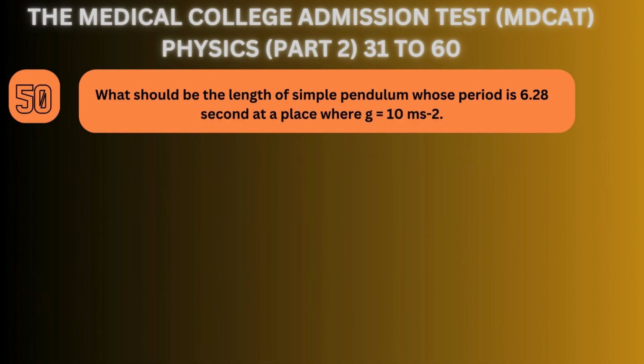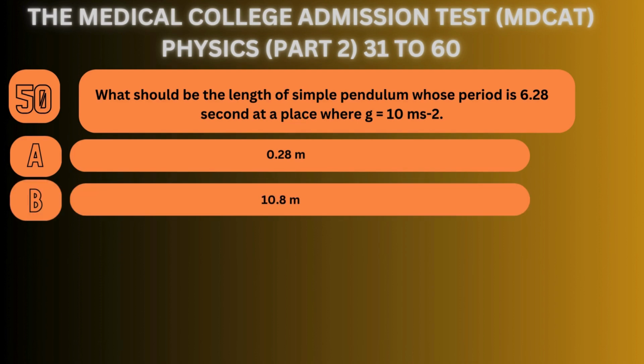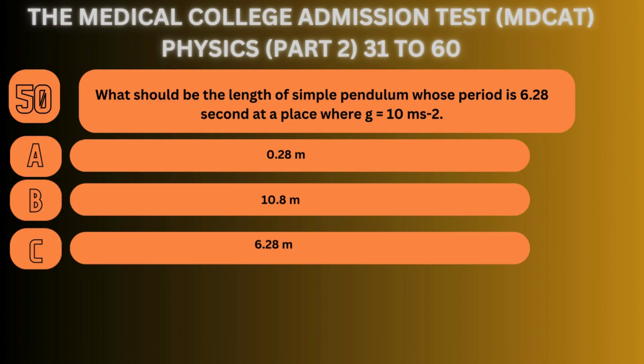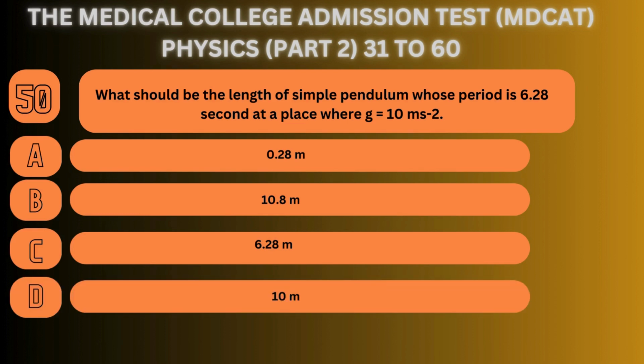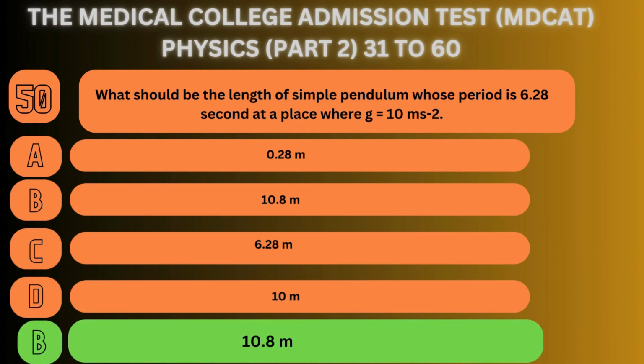Question number 50. What should be the length of a simple pendulum whose period is 6.28 seconds at a place where g equals 10 m/s^2? Option A, 0.28 m. Option B, 10.8 m. Option C, 6.28 m. Option D, 10 m. 5, 4, 3, 2, 1. Correct option is B, 10.8 m.